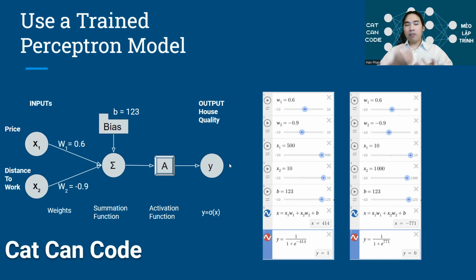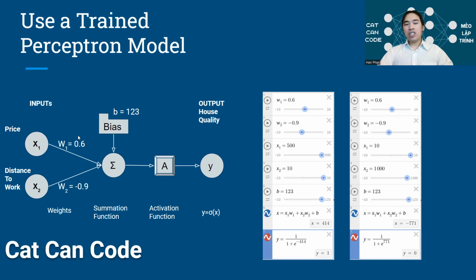Okay, so say for example, if the price is high and the distance to work is small, then the house quality is high, and vice versa. If the price is low and the distance to work is far, then the house quality is low.